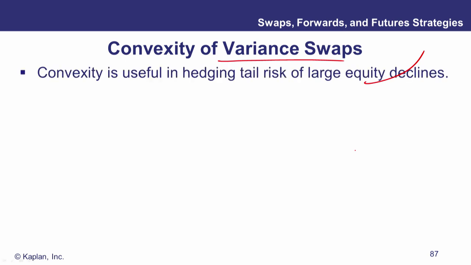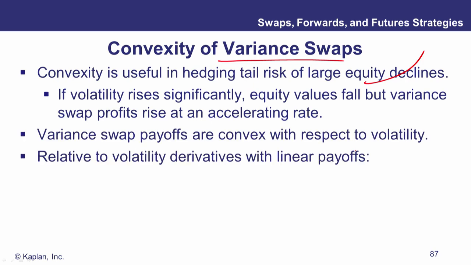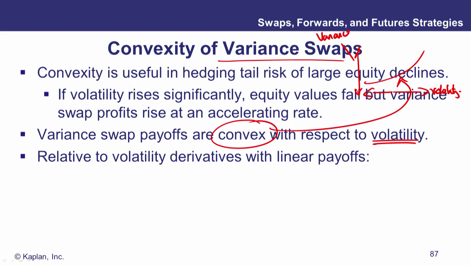So variance swaps move up faster in terms of payoff as volatility increases, and they fall at a slower rate as well, what we refer to as convex. Remember, convexity means you have a smiley exposure. So as volatility picks up, you've got a convex relationship in terms of the variance P&L.